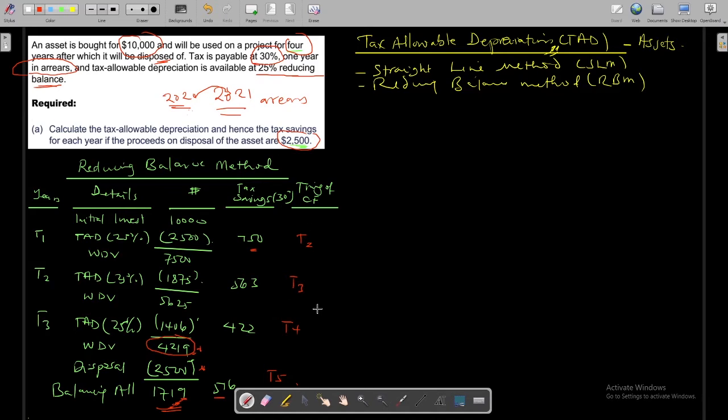Now, this is how we calculate the tax allowable depreciation and the tax savings. So what is the tax savings? The tax savings simply means that these are monies that are given to the company free of charge, which will not be taxed. Later we will look at how to incorporate these cash flows into the NPV computation, so you get a clear understanding of what I'm talking about. Now let's look at the straight line method.